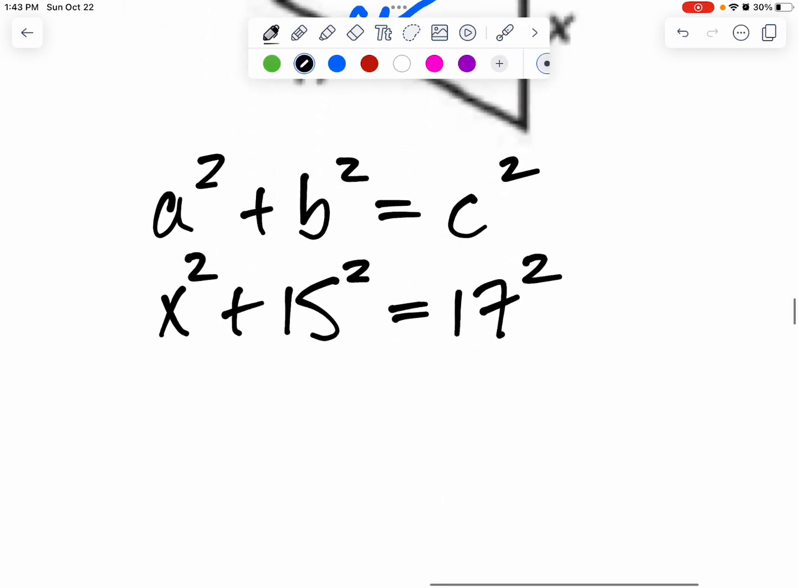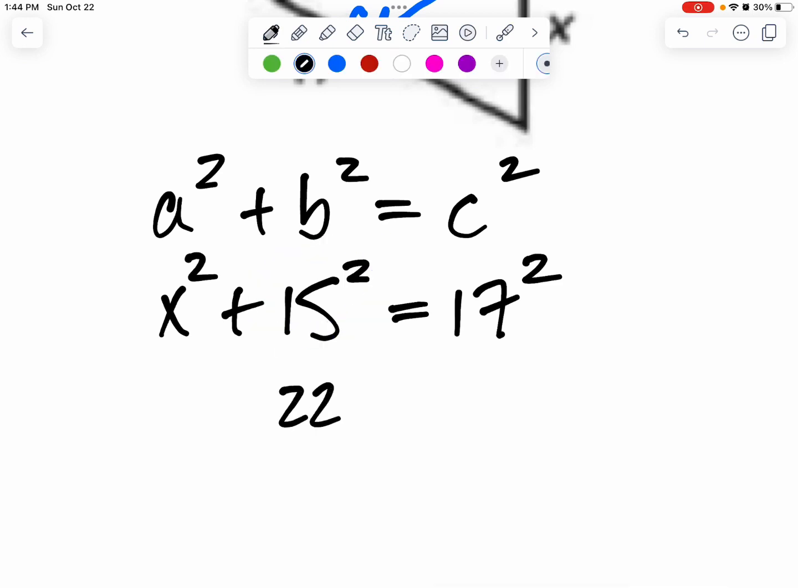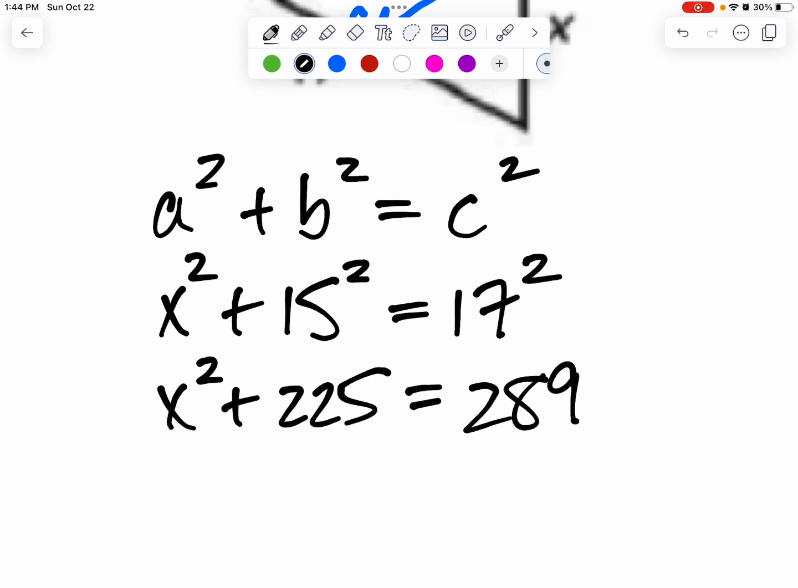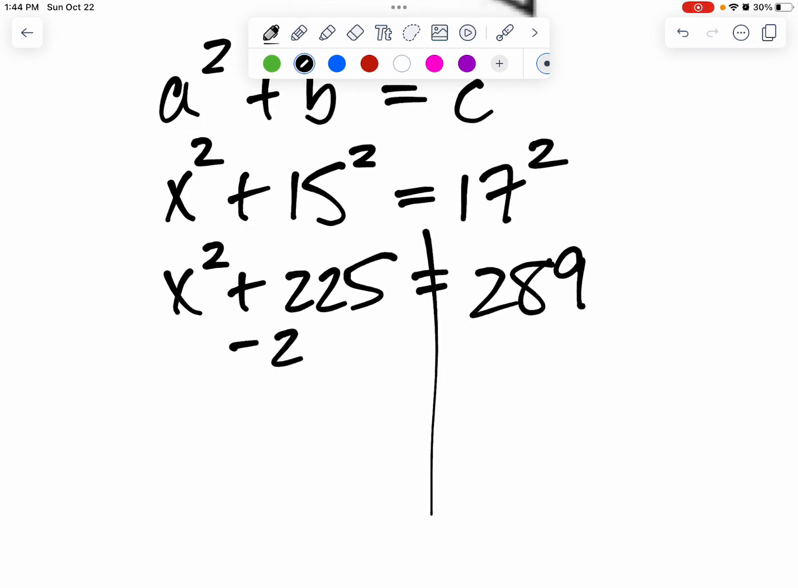Now I'm going to use my calculator and figure out what 15 times 15 is. It happens to be 225. I still have X squared here. And 17 times 17 is 289. You can check me in the calculator if you want to. Now I need to solve this. I'm going to subtract 225.